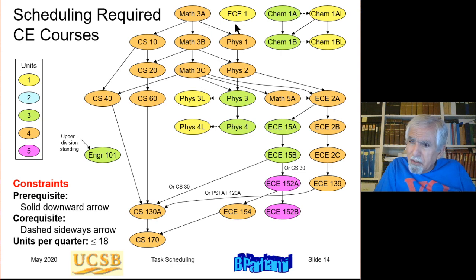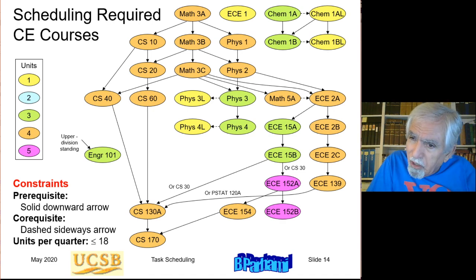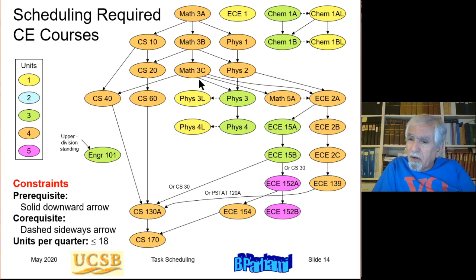Okay, so your task is to schedule these courses for various quarters of your studies at UCSB. And a simple, straightforward approach, assuming that every course is offered in every quarter, and that's iffy because in fact some courses are not offered in every quarter. But assuming that they are, then you basically proceed by layers. You say, okay, these courses in layer 1 that do not have any prerequisites, I can take in my first quarter. And the units are color coded here.